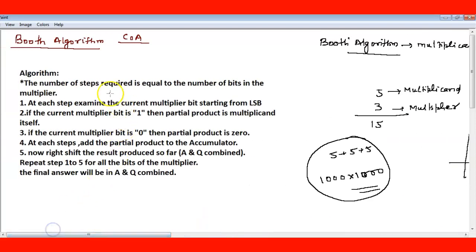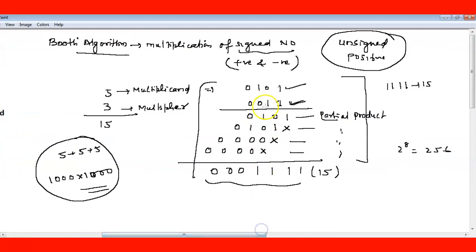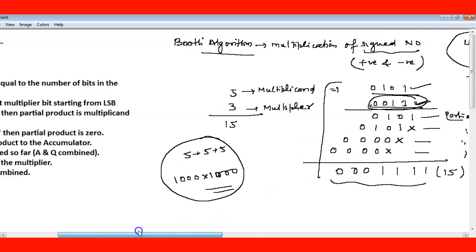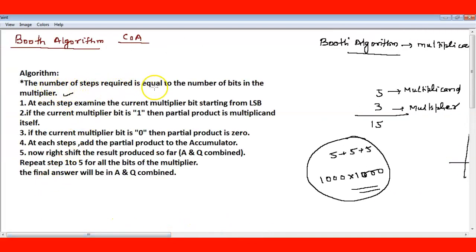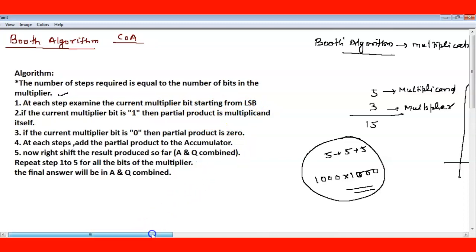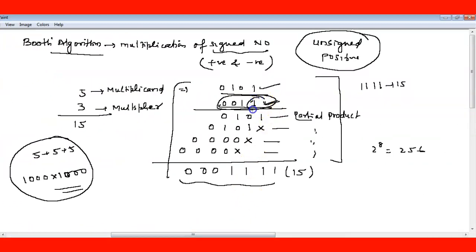The number of steps required is equal to the number of bits in the multiplier. Here we are doing a 4-bit multiplier and multiplicand, so we require 4 steps of partial product to solve this problem. At each step, examine the current multiplier bit from the LSB. We examined in the same way, from the LSB.